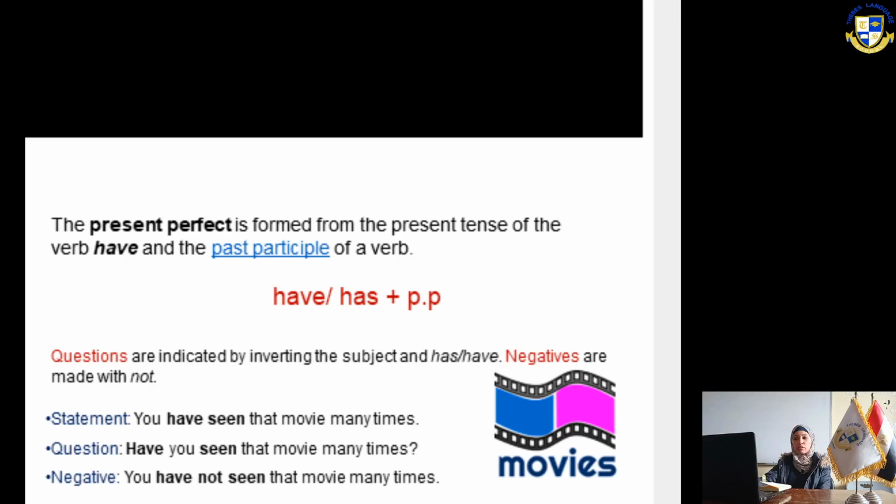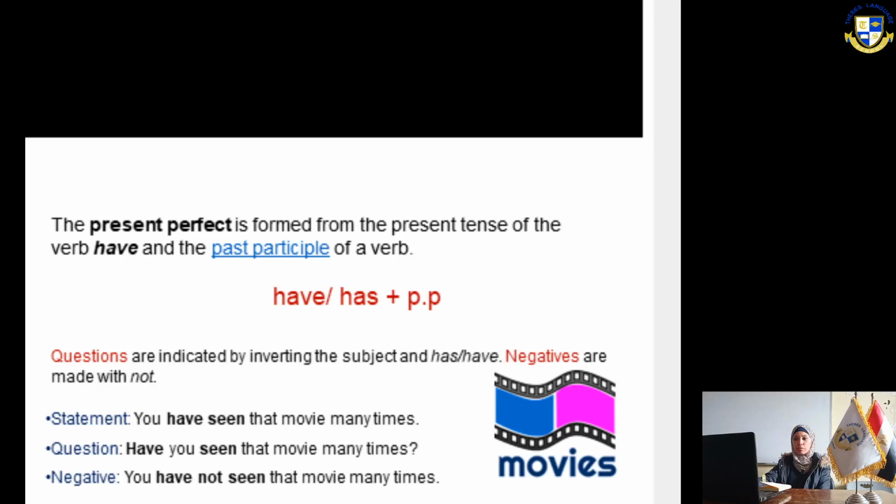Let's talk about this statement, how we can form a statement sentence. It will be, you have seen that movie many times. As you see now guys, I'm starting my sentence with you. This is the subject, and then I will put have. This is the form of present perfect, and then I will put the past participle, pp. The question, how we can form a question? I can say, have you seen that movie many times? And regarding the negative, it will be, you haven't seen that movie many times.